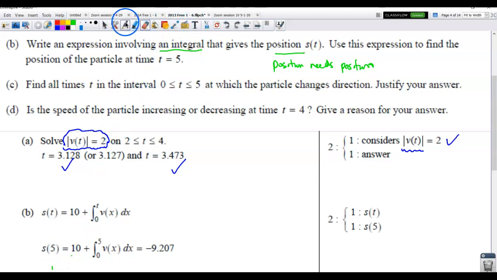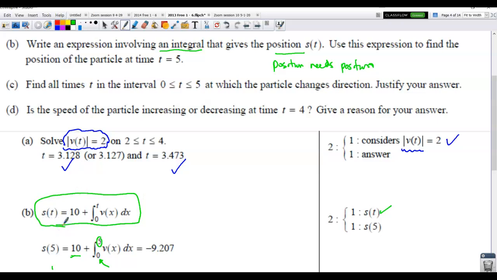They told us that there were 10 units of area already accumulated, and that occurred at time t equal to 0. So that is where we begin the accumulation of area, and they want us to figure out how much area we accumulate. The calculator is going to do this for us. I'm again assuming that you have v of x in y1, and you get negative 9.207. You get 1 point for writing the position function, and that would be here. So pay attention to that.